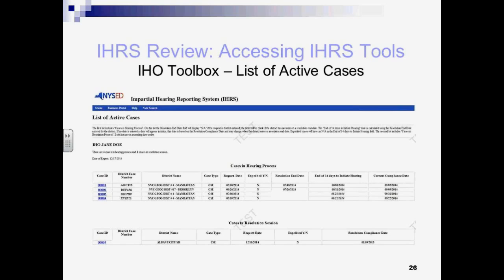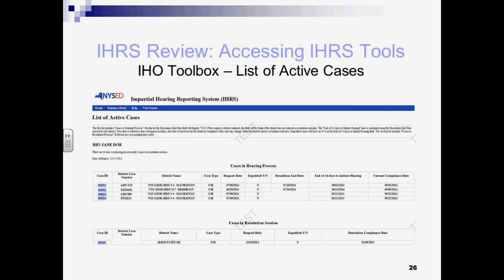This section also includes the district name, case type, request date, and whether the case is expedited for each case listed. The resolution end date column identifies when the period has ended. If there is no date listed, it means the district hasn't entered an end date in the case record yet. The end of 14 days to initiate hearing column lists the date of the 14th day after the resolution period has ended. If this date is italicized, it is the projected date of the 14th day after completion of a full 30-day resolution period for non-expedited cases or completion of a full 15-day resolution period for expedited cases.